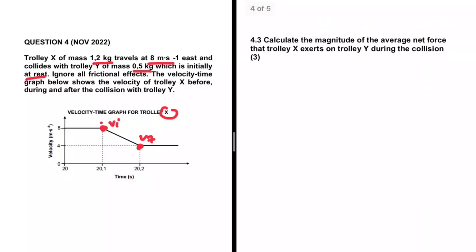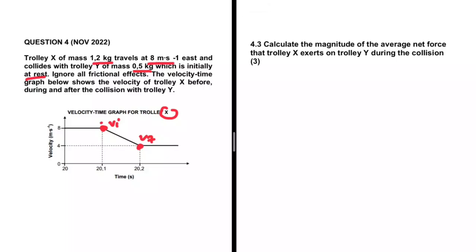So 4.3, the question says, calculate the magnitude of the average net force that trolley X exerts on trolley Y during the collision. So we are interested in trolley Y, right? We want to determine the magnitude of the average net force that trolley X exerts on trolley Y. So let's pay our attention to trolley Y. With regards to trolley Y, it starts at rest. So Vi is equal to 0.